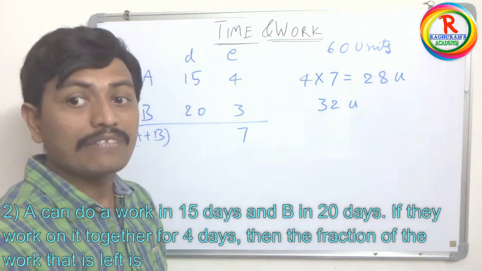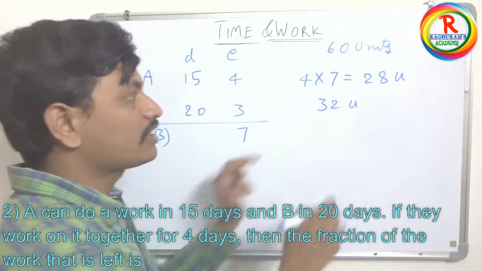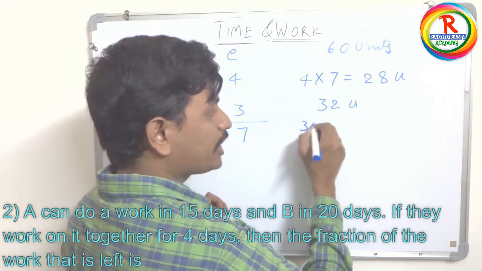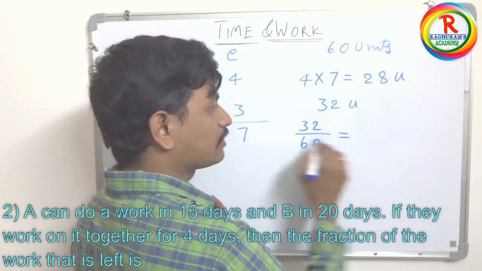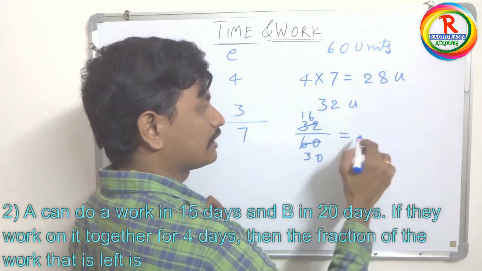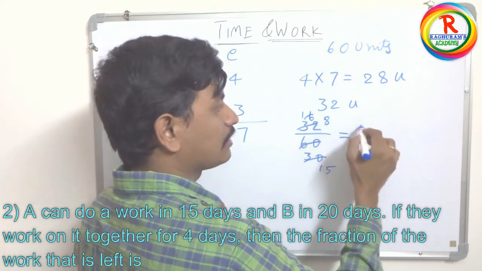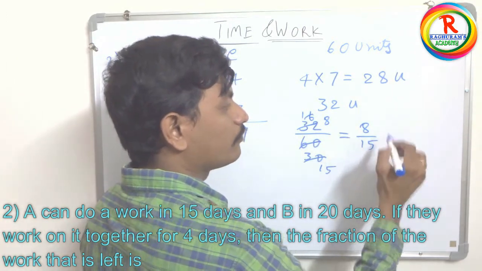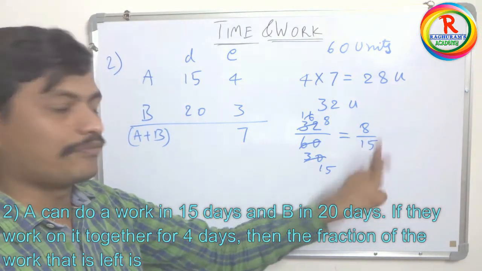So the fraction of the work that is left is... What is the fraction of the work? 32 is left. Total work is 60. What are the cancellations? 2 30s, 2 1s, 2 6... and 2 15s, 2 8s. So 8 by 15. That's the fraction of the work that is left: 8 by 15.